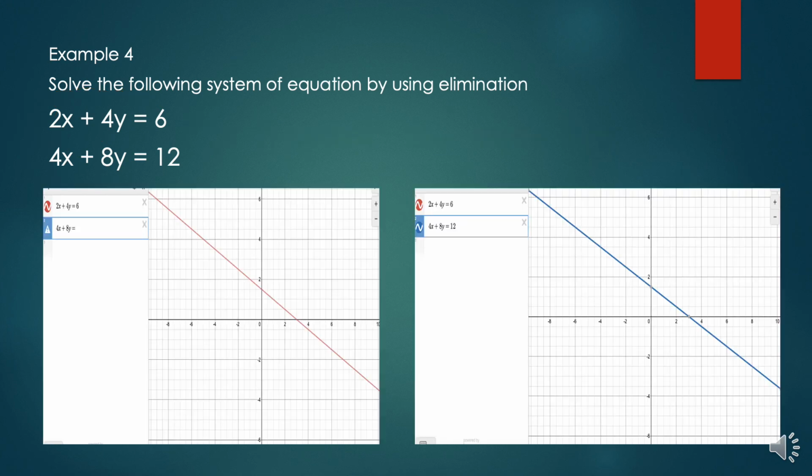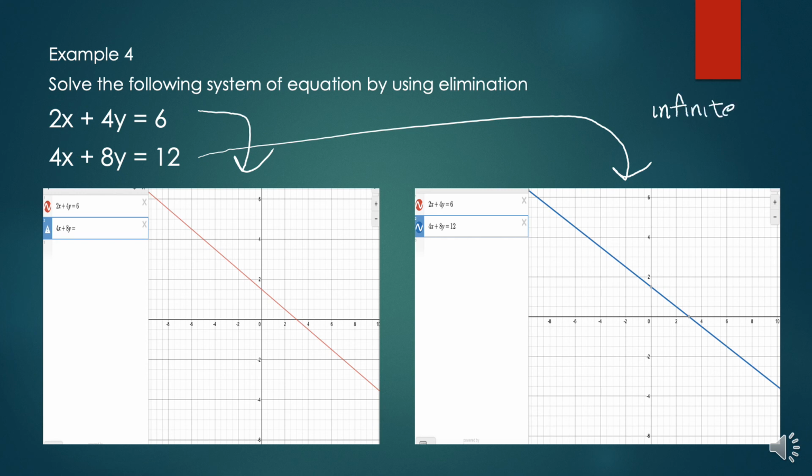And so here's the proof. If I graph this one, I got this line right here. Now I went back and graphed this line and I got this line right here. And if you look closely, it is the same line graphed on top of each other. Since these lines are directly on top of each other, they're always touching. Since they're always touching, there is an infinite amount of solutions. So you could just say infinite solution.